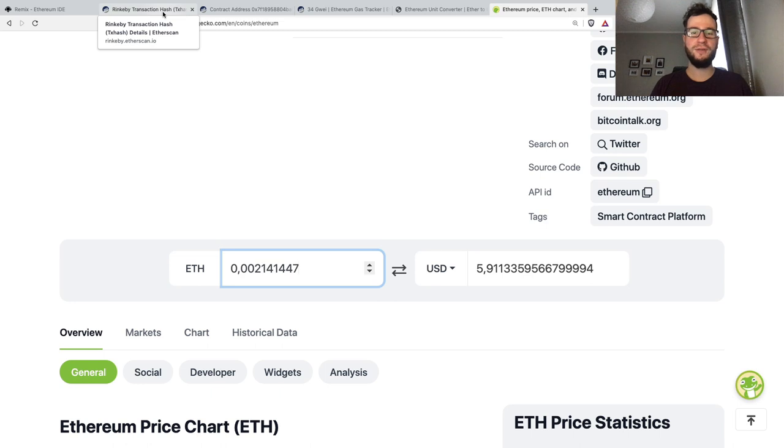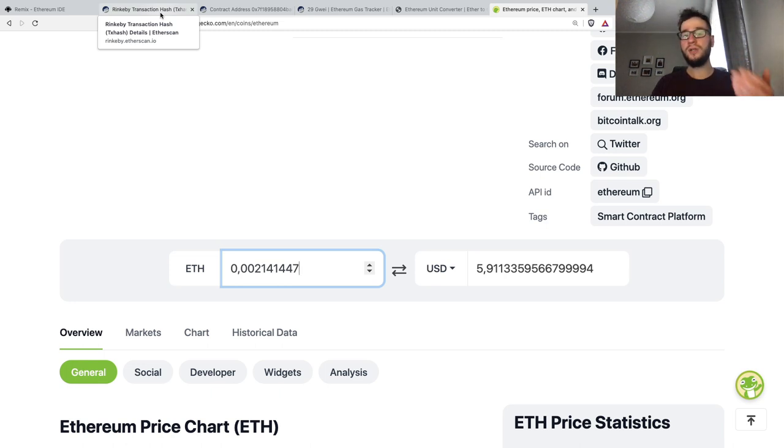So that's it for today. I hope you learned something new. As you can see, it's super simple. You have to deploy your smart contract to the testnet. You have to check how many gas units are spent. Then you have to multiply them by the gas price, convert the Gwei into Ether, and then finally Ether into the fiat currency.